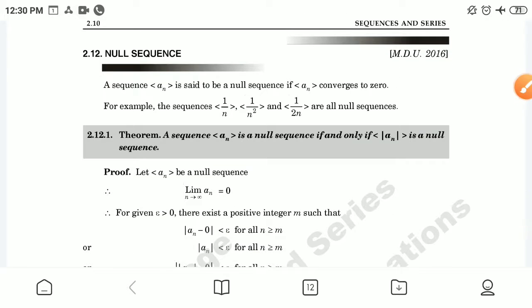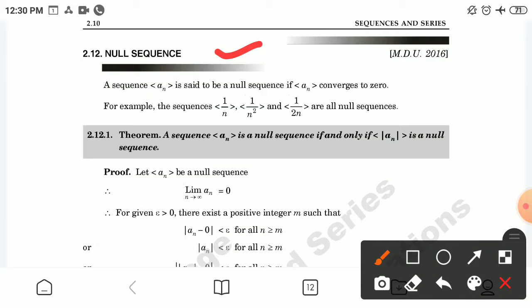Now, the next definition, null sequence. A sequence an is said to be a null sequence if an converges to 0. For example, 1 by n square, 1 by 2 to the n are all null sequences. A sequence an is a null sequence if and only if mod of an is a null sequence.